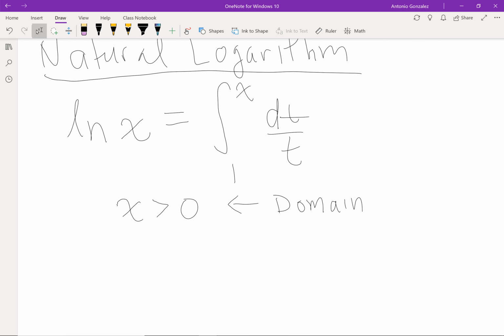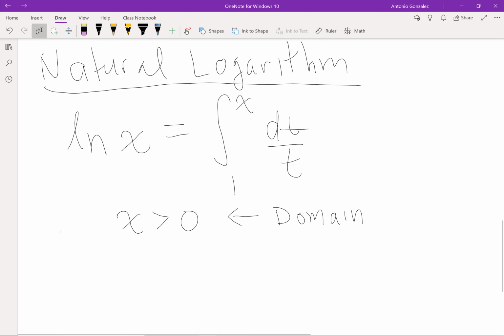All right, so at this point, we just define it. Notice that there is no talk of a base, right? You may have an idea already of what the base is for this logarithm, and we'll actually discover what that base is along the way here. But for now, we simply state this as the definition for the natural logarithm.